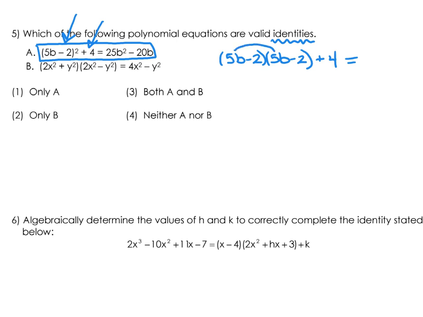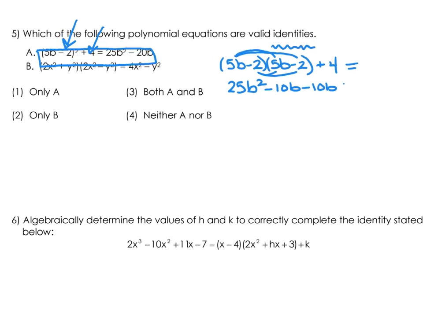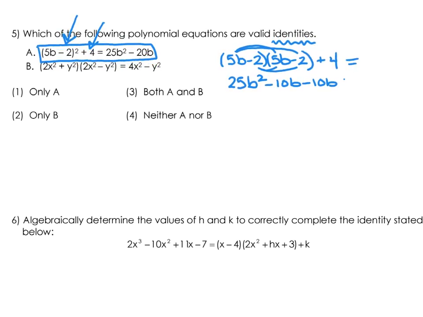And so if I go ahead and distribute, 5b times 5b is 25b squared. If I distribute again, that's a negative 10b. In the middle here, that's a negative 10b. And then I have a negative 2 times a negative 2, which is a positive 4. Oh, this happened last time too. Positive 4. And then there's that plus 4 attached on there.